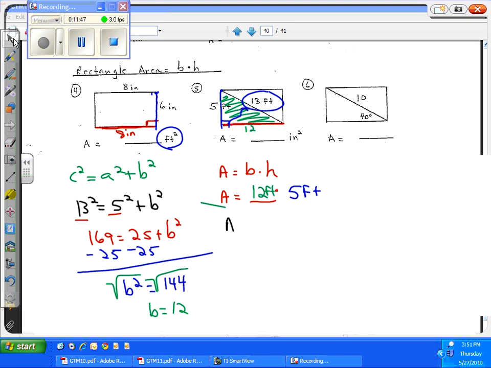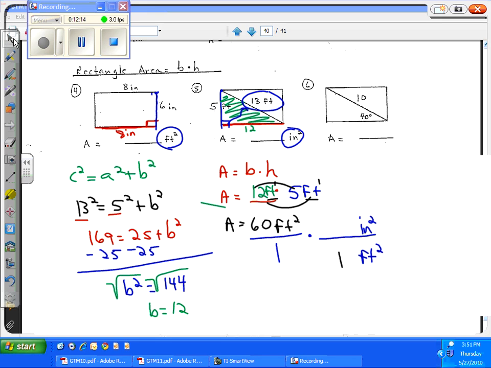feet. The height is 5 feet. We multiply. We're going to multiply the numbers, 60, and multiply the names and get a new name. And when you multiply with like bases, you add the exponent, 60 square feet. But it wanted the answer in square inches. We need to lose the name square feet, and gain the name square inches.